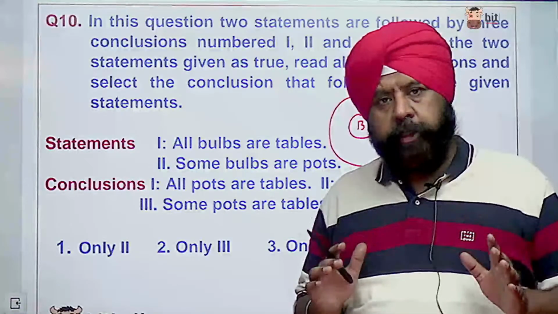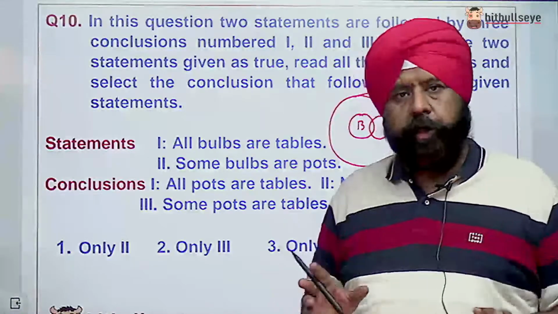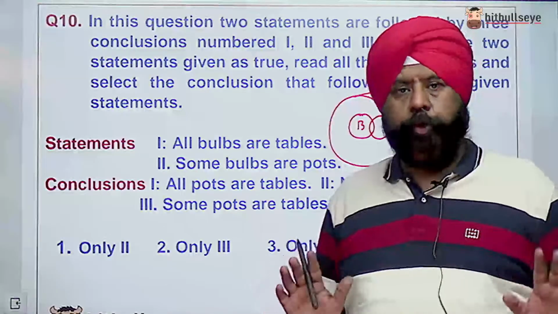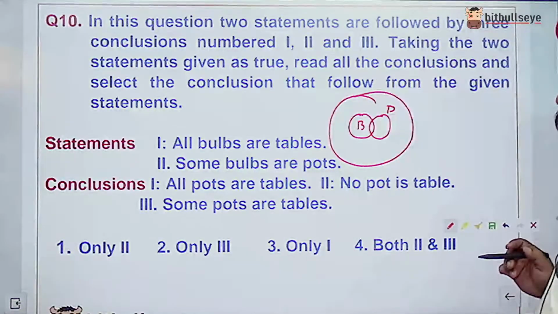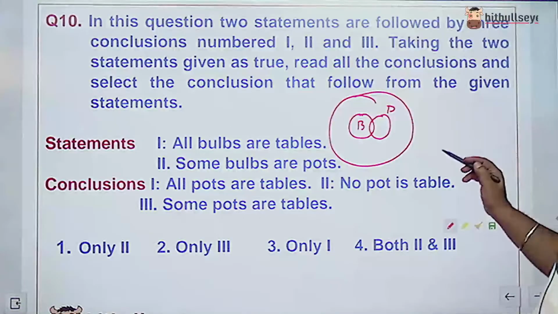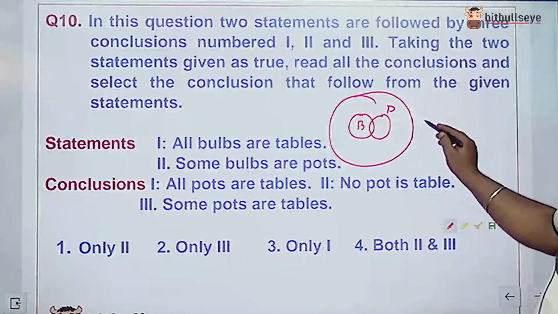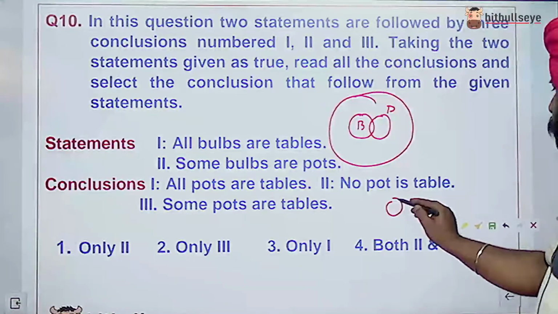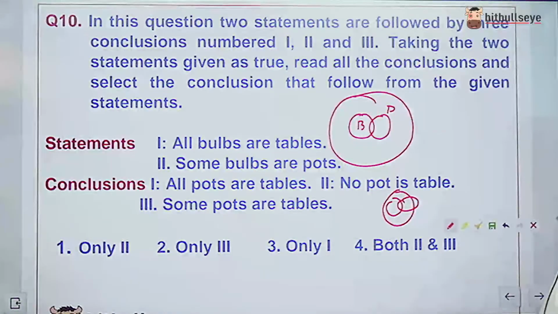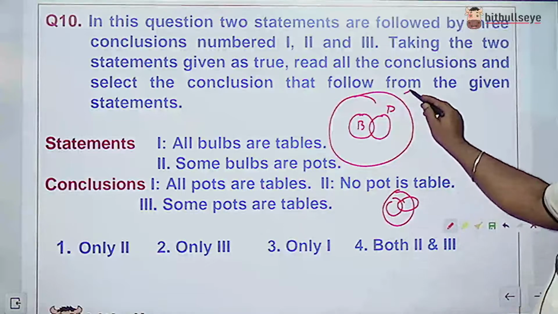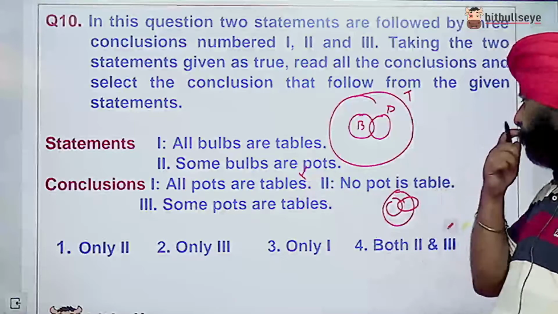A conclusion is a conclusion that is true in all the cases. I hope you understand this. Not in just one of the cases. So if it is defined in any one figure, that is not a conclusion. I hope you understand. So some bulbs are pots. Maybe this circle may go outside. It could be like this, B, P, right? So all pots are tables is not necessarily true. It may or may not be true. So that is not the answer.